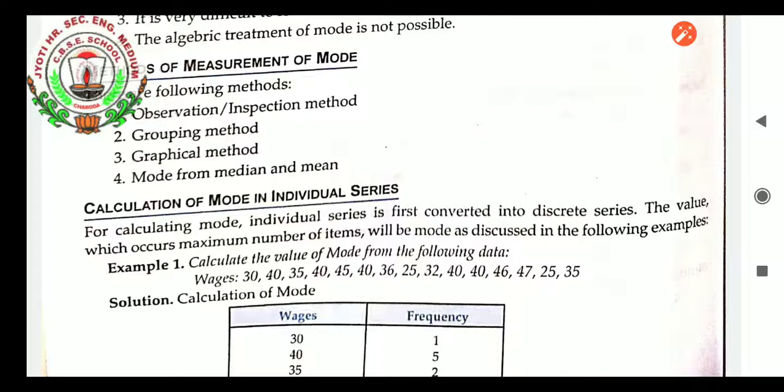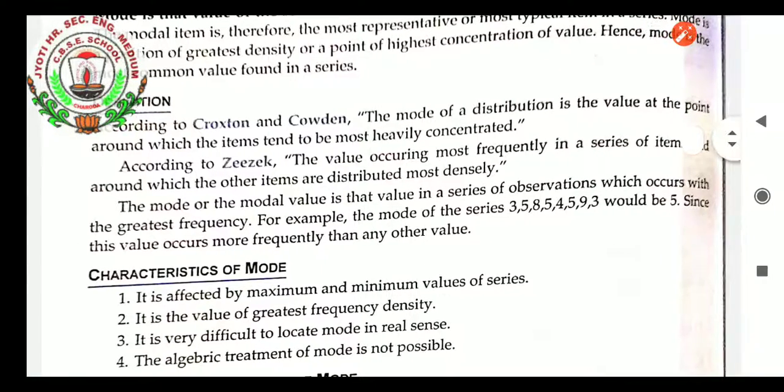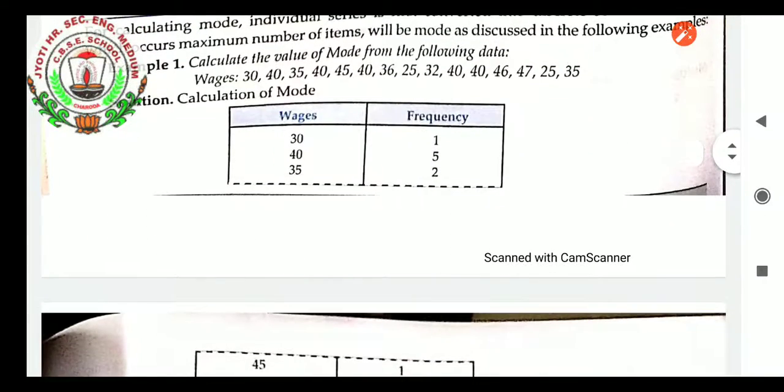The easiest one, students find, is the grouping method. The inspection method is what we did just now. This 3, 5, 8, 5, 4, 5, 9, 3, this is the observation method. We observed the most frequently occurring value and said it is the mode.